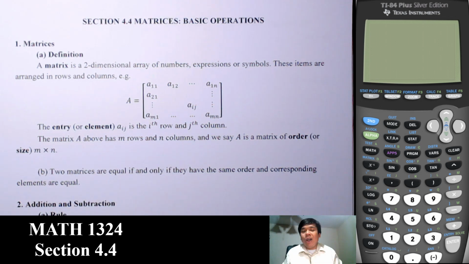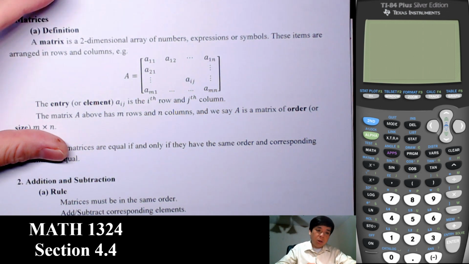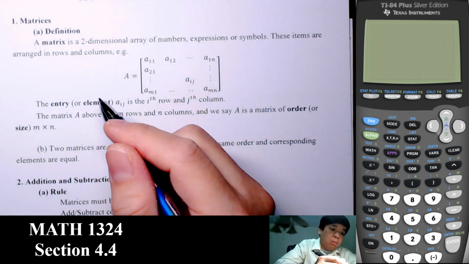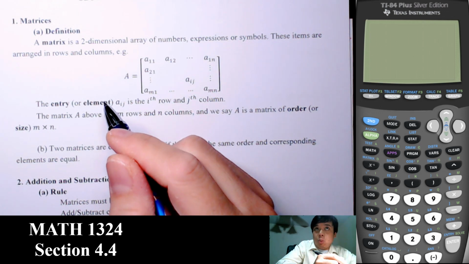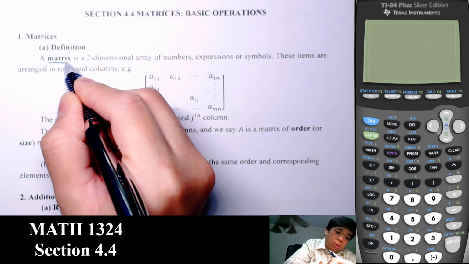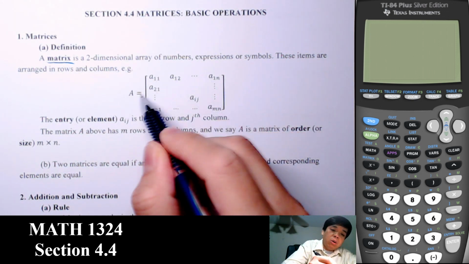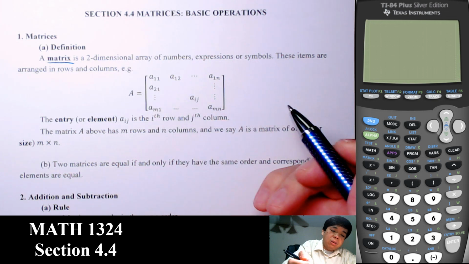Hi everybody, welcome to another video in Math 1324, section 4.4, matrices, basic operations. In this section we study some very basic operations of matrices. But first we need to define what a matrix is. A matrix is a two-dimensional array, pretty much a table of numbers. It has rows and columns.